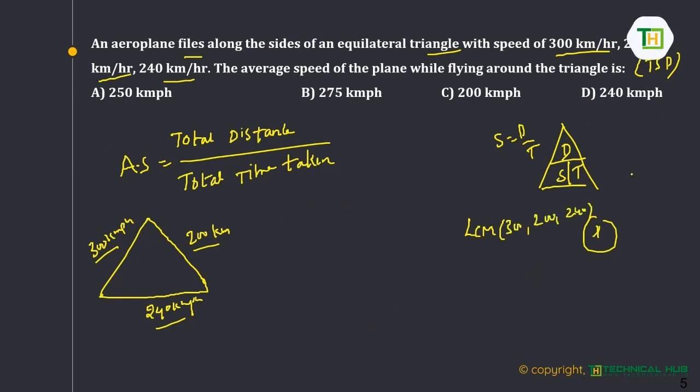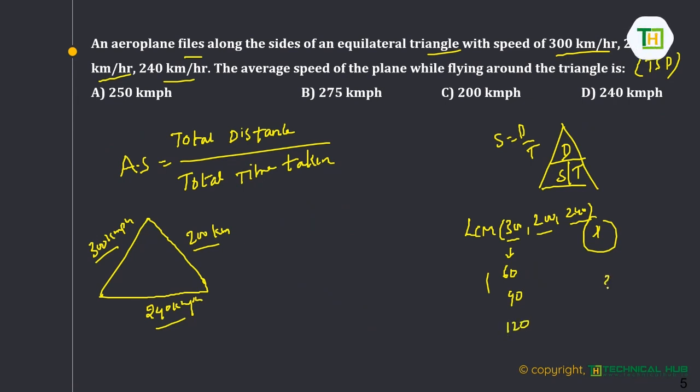So what is the LCM of the given speeds? Forget about the last zero. It means take 30, 20 and 24. 30 is the highest number, but 30 is not divisible by the remaining numbers. 60 is also not divisible by 24. The next multiple, 90, also is not divisible. 120 is divisible by 30.